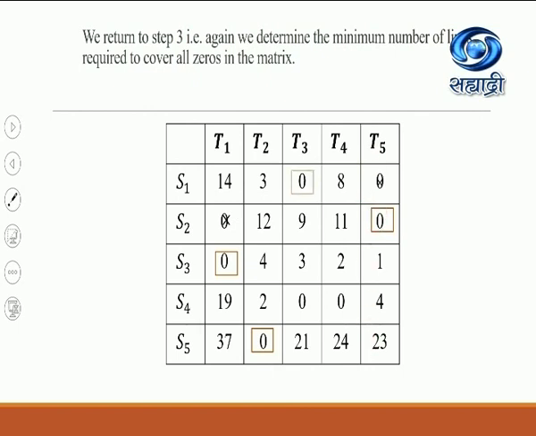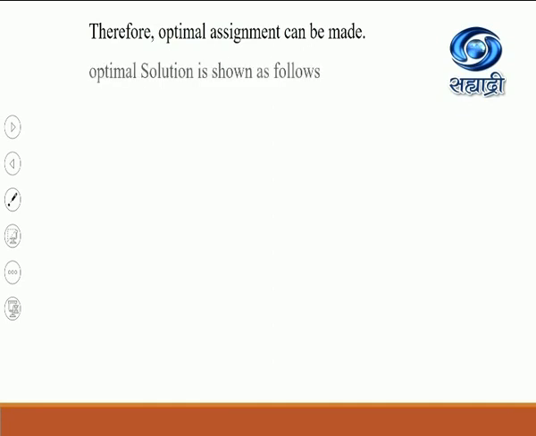Now we will go for the next row. Again it has 2. So we will mark this one. Okay. Put a cross mark wherever required. And then lastly this. So now you can see that there are 5 zeros assigned. So therefore optimal assignment can be made.